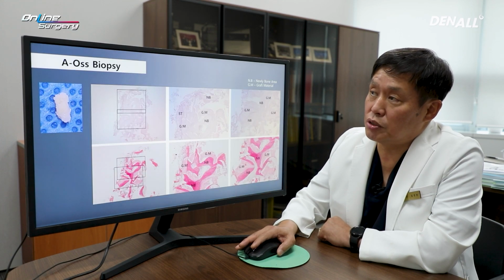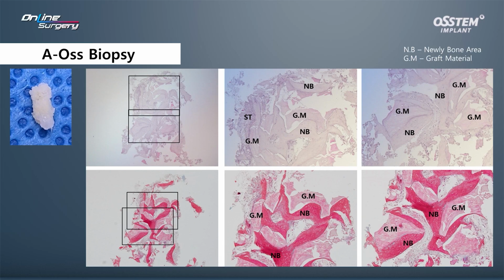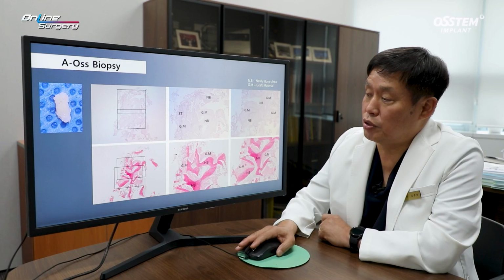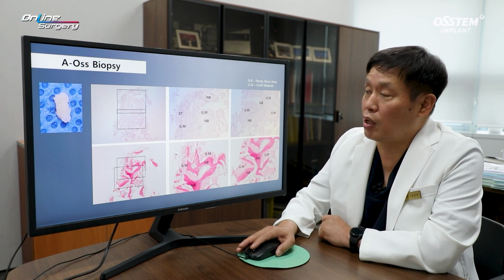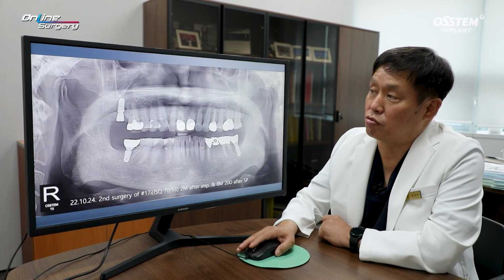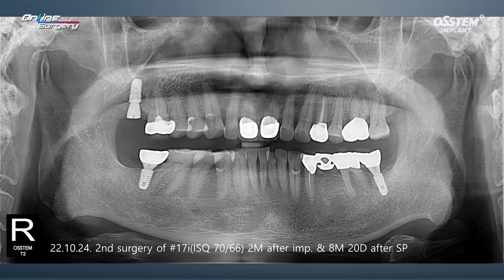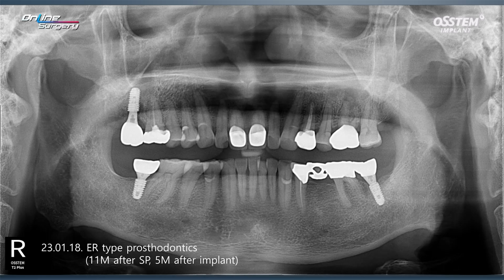At the time of surgery, biopsy was performed. As a result, between AOS particles, new bone formation was observed. New bone was being formed in the area where socket preservation was done, and this was confirmed through biopsy. This was at the time of second surgery. The ISQ values were 70 and 66. After that, prosthesis was delivered. This was after 11 months since initial socket preservation.